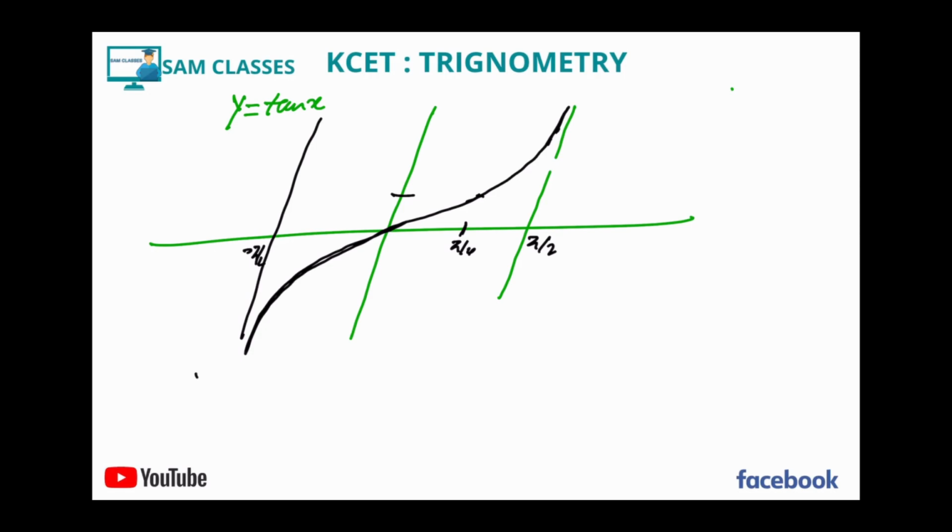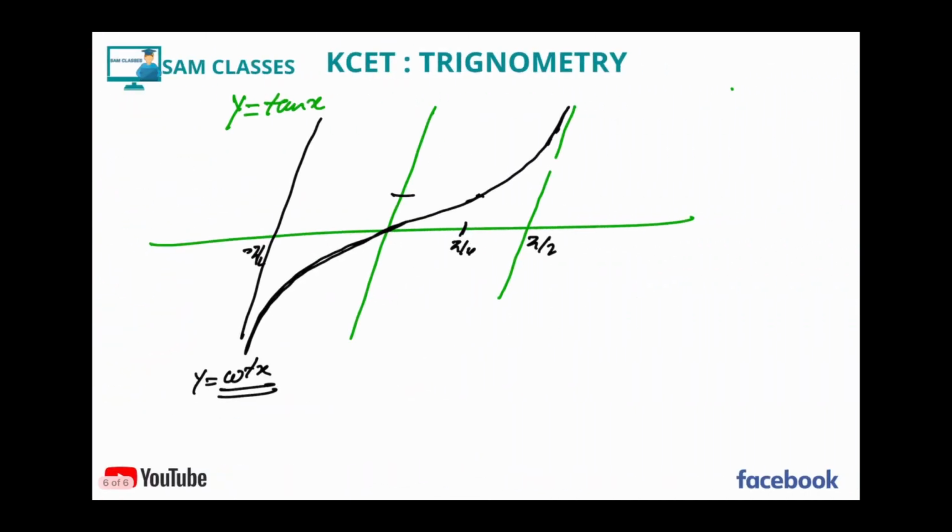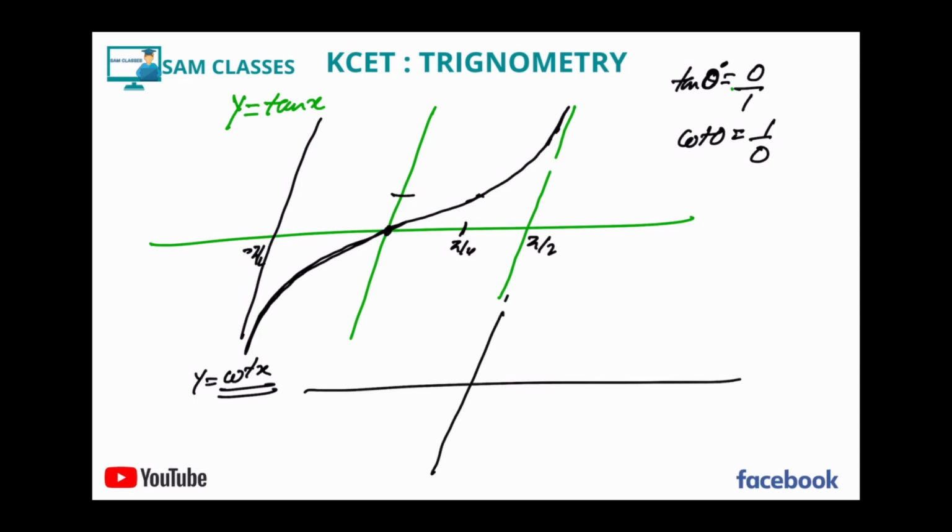Now what about cot x? Cot x is also almost similar. So for cot x, what we can do is, it's the opposite of tan. So when is tan 0? At 0 degree. So tan 0 degree is what? 0 by 1. So cot 0 degree is 1 by 0. So it is not defined here. So if we try to draw at 0 degree, it goes to infinity. Now when does it again go to infinity? At pi.